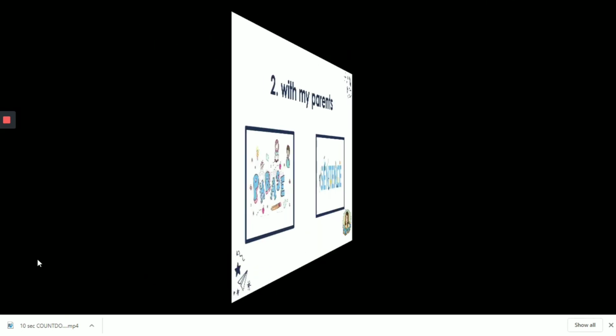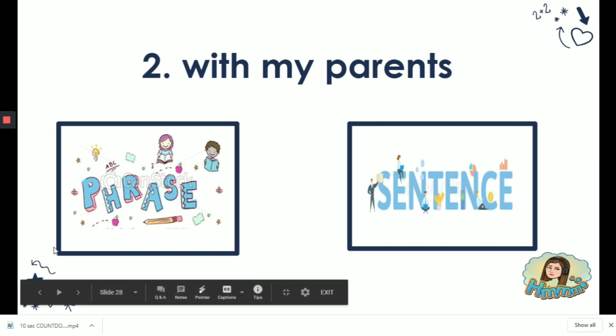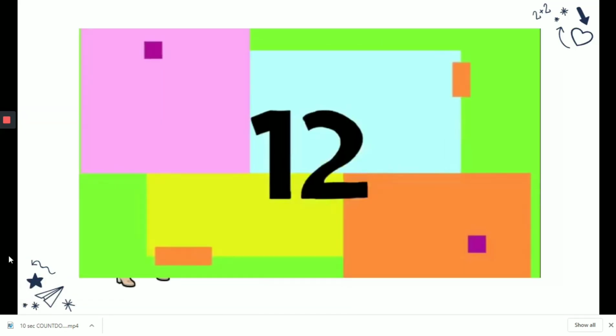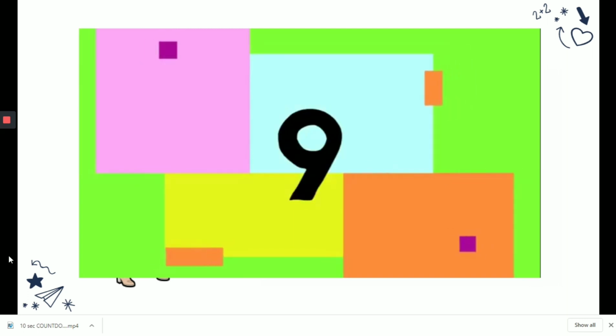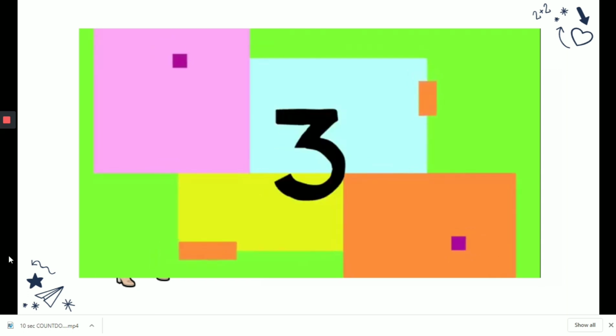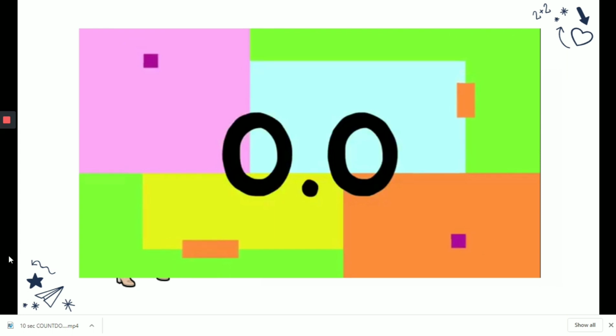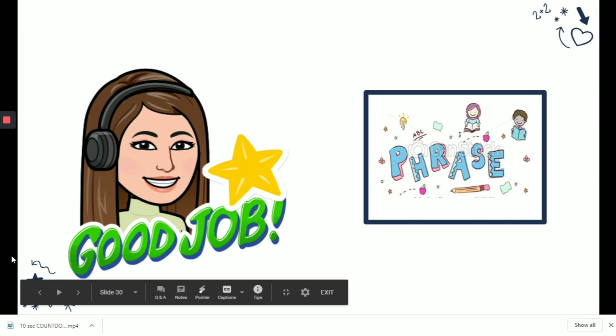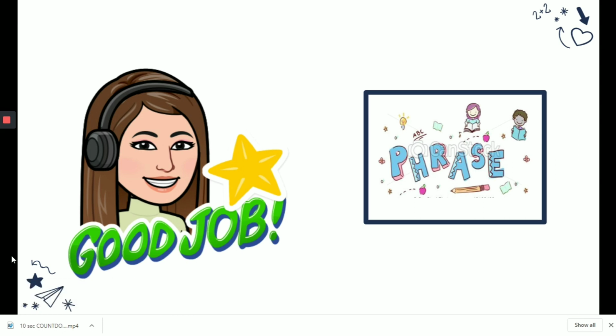Question number 2. With my parents. Is it an example of a phrase or a sentence? Timer starts now. Alright, time's up. The correct answer is a phrase because with my parents starts with a small letter, it has no punctuation mark, and there's no complete message. That's why the correct answer is a phrase. Let's move on to question number 3.